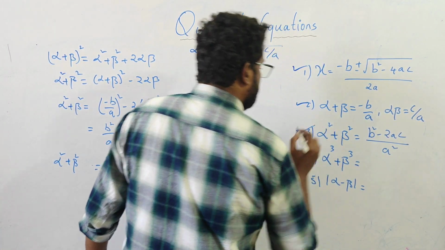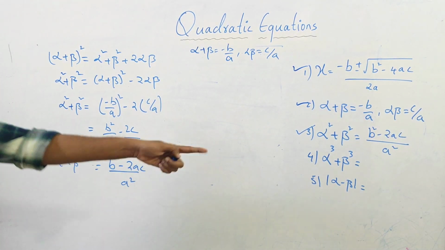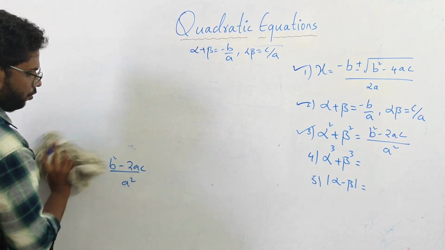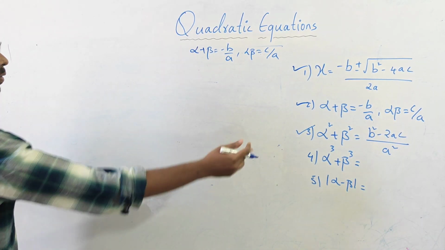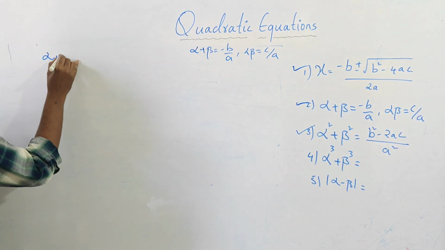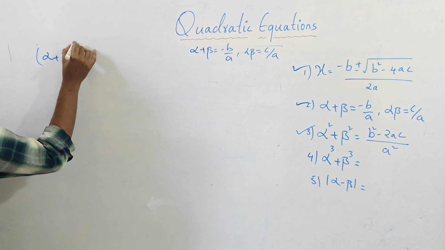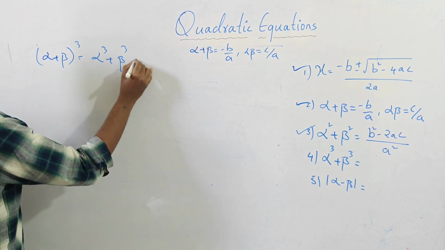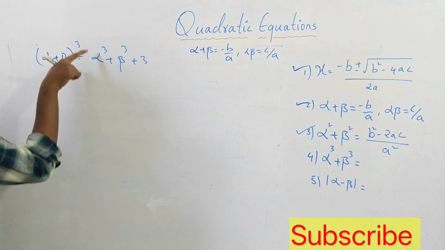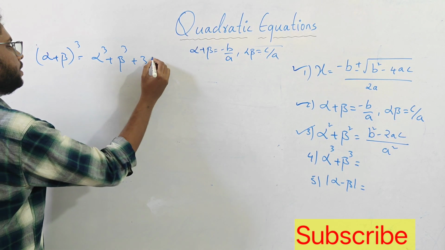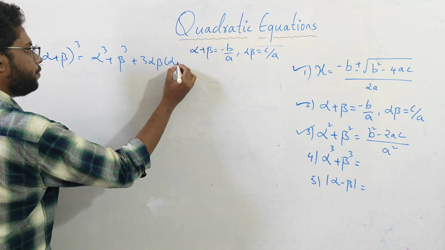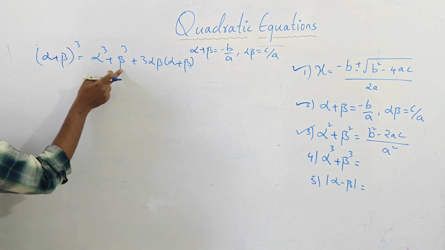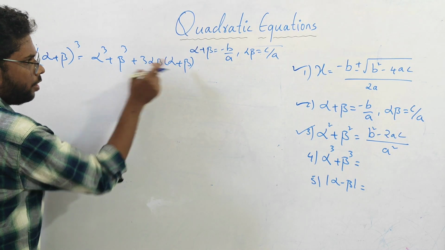Important, we have to remember this formula. Now let us see how to find alpha cube plus beta cube. Similarly, a cube is there. Can I find (alpha plus beta) whole cube? What is the formula? We have (a plus b) whole cube equals a cube plus b cube plus 3ab of (a plus b). This is the formula of (a plus b) whole cube.